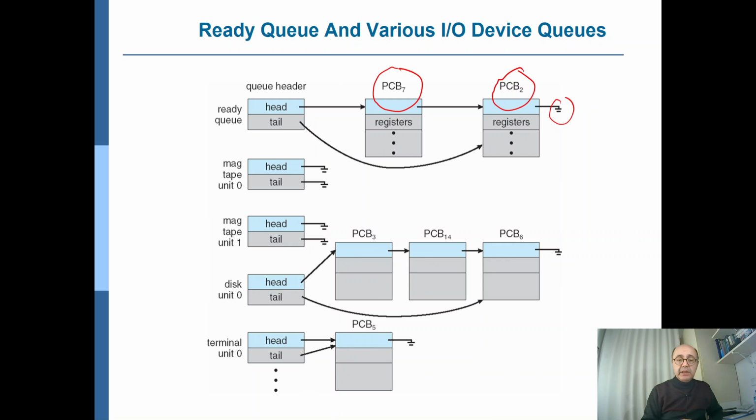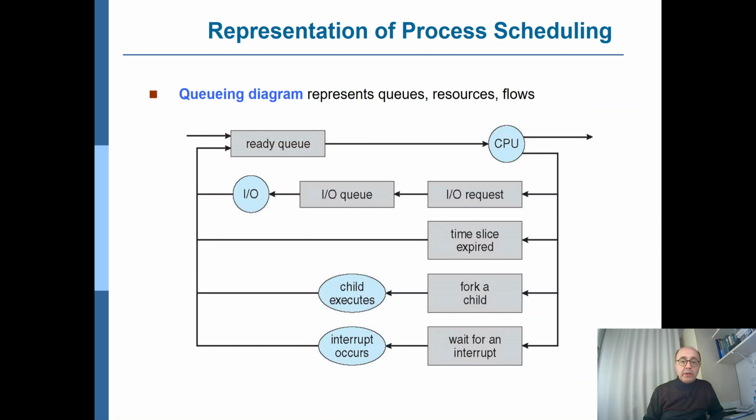For the case of the disk, for example, we have PCB3, that means process 3 is waiting for I/O from disk 0, then PCB14, and then PCB6 waiting for these. Whereas for the terminal, you have only PCB5 waiting. So this is how you have multiple queues and manage those multiple queues. Now, if you look at the relation of these processes, we can draw what we call a queuing diagram.